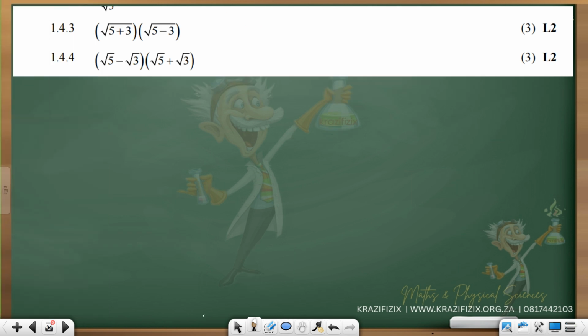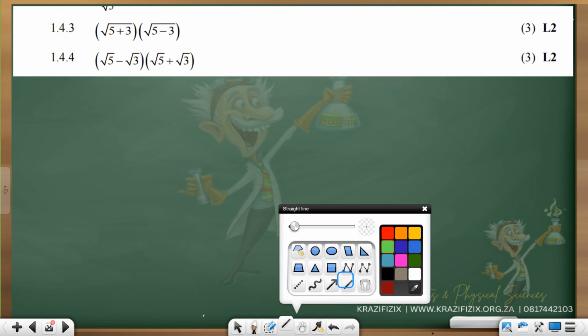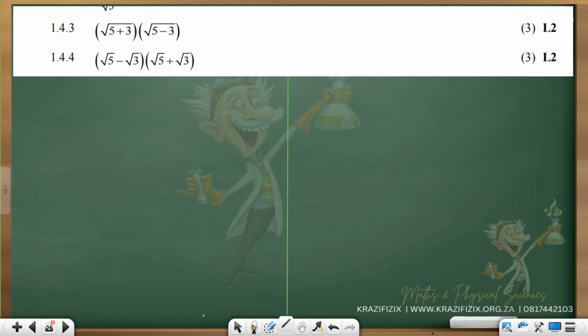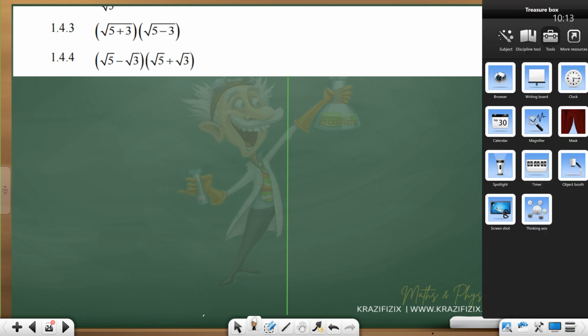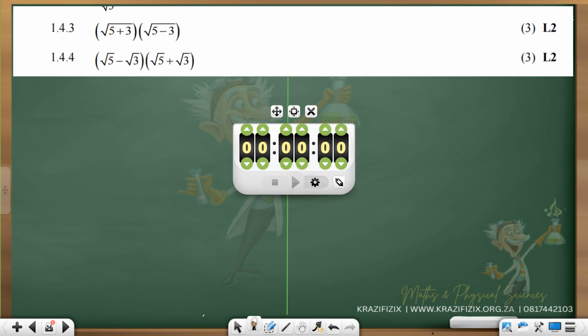Okay, quickly. 1.4.3 and 1.4.4. Oh, these are straightforward. We did this. Oh, okay, not so straightforward. I was looking at something different. Okay, yeah, still. You want to try 1.4.3 for me? Please look at the root very well. Look at the root very well.